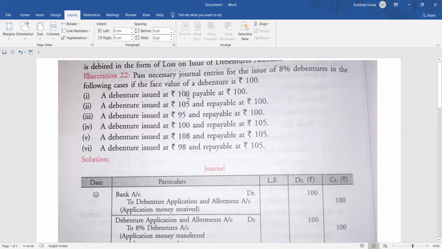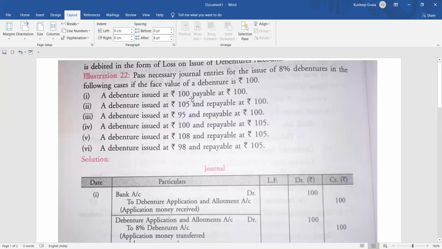If there are 10,000 debentures, it will be 10,000 into 100. Here only one debenture is given. In all cases, remember that as many debentures as there are, you have to multiply that many times to get the value. Clear? Here only one debenture is told, so we'll do it for only one debenture. A debenture issued at 100 rupees and payable at 100 rupees. That means a situation of issued at par, redeemable at par.